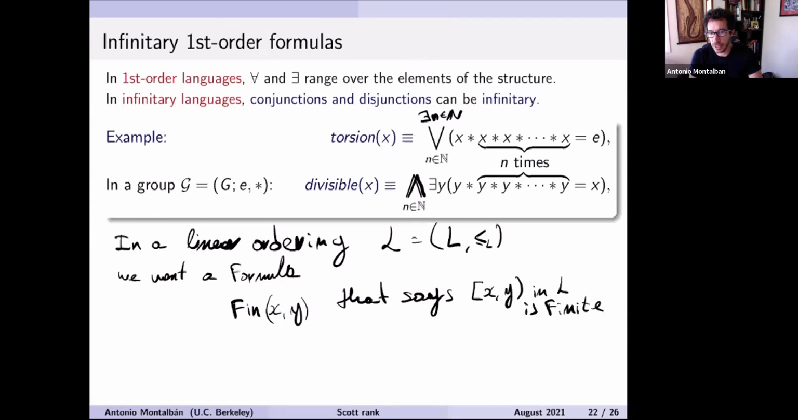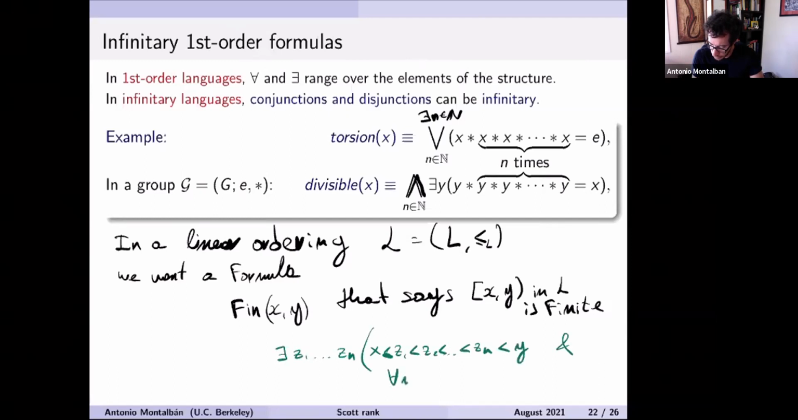So again, this is something that in first order logic you couldn't do. You can prove by compactness that there is no such thing. The problem is that in first order logic, you can say there are 3 things in between x and y, there are 5 things, there are 17 things. If you want to say there are n things in between x and y and nothing else, you can say there exist z1 up to zn such that x is less than z1, less than z2, less than zn, less than y, and there is nothing else in between.